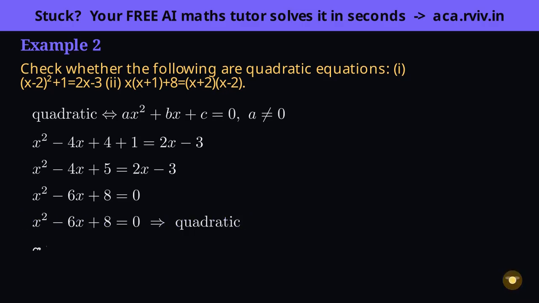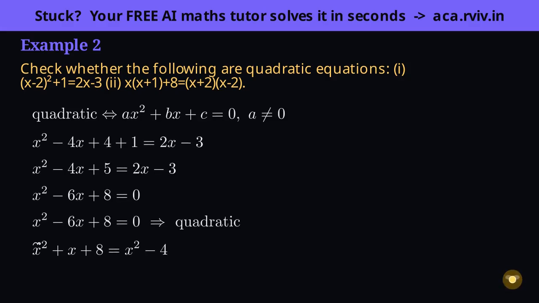Part 2 looks quadratic too, but let's not trust the look. Expand both sides. x times (x plus 1) is x squared plus x plus 8, and (x plus 2) times (x minus 2) is a difference of squares, x squared minus 4.